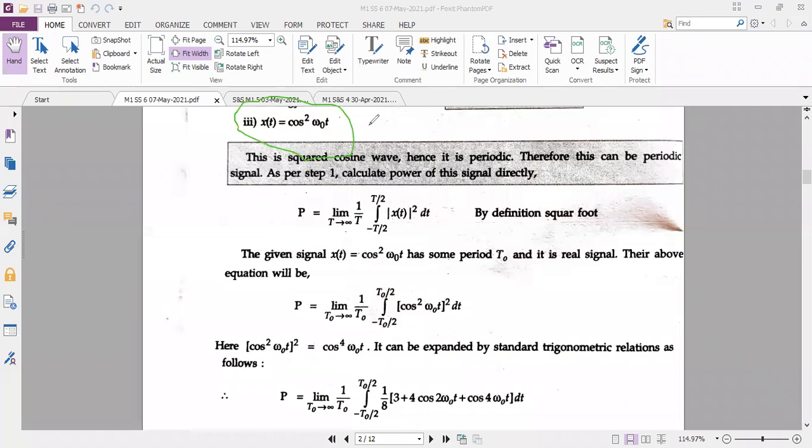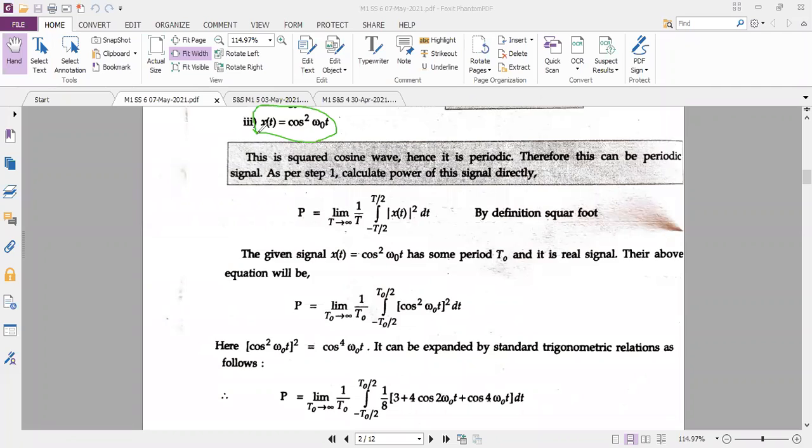X of t is equal to cos square omega naught t. Seeing the question, don't look at the screen for the written answer. I want you to just check by yourself. The given signal will be periodic or non-periodic. It's periodic, ma'am. Periodic, very good.